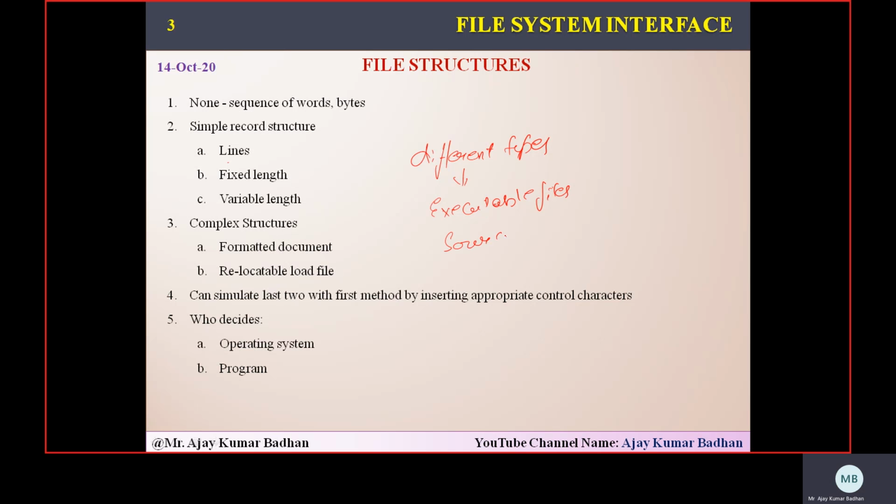then source files, and then text files. These are the common ones. If you talk about executable files, all the files that end with .exe or .com are what we call executable files, mostly applications. Mostly all the applications come under this view.